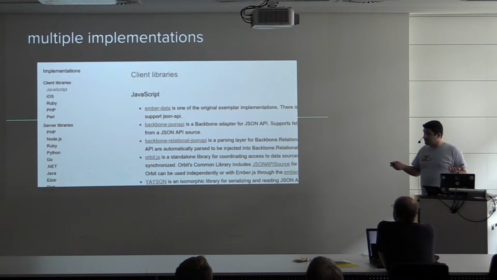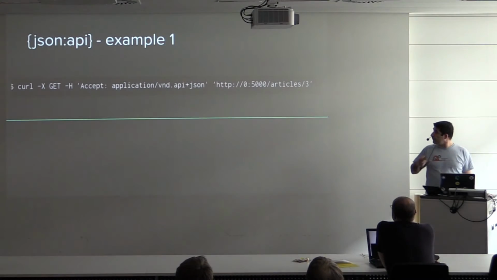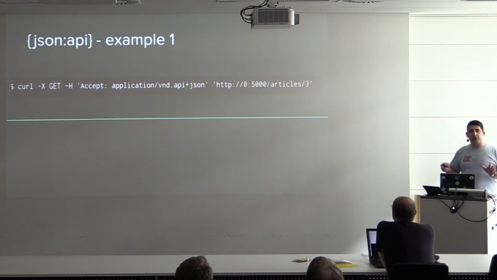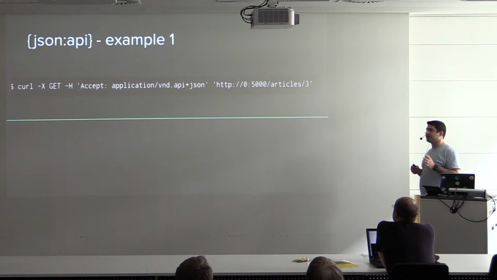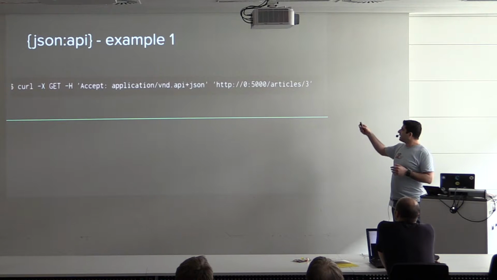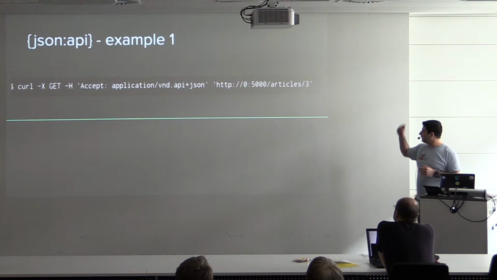But we thought that the spec looks really cool. We want to use that. And let me give you some example of how JSON API works. A very similar request, just like we did before. This time I want an article with a number 3.